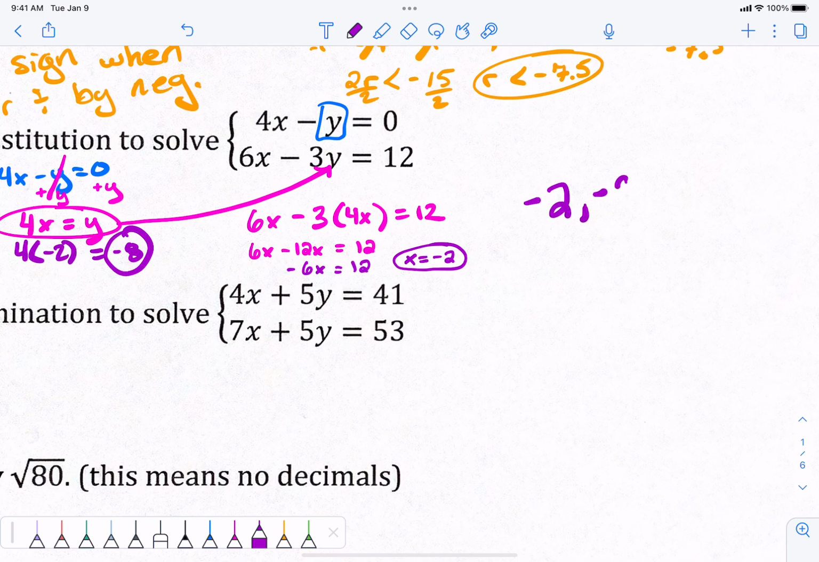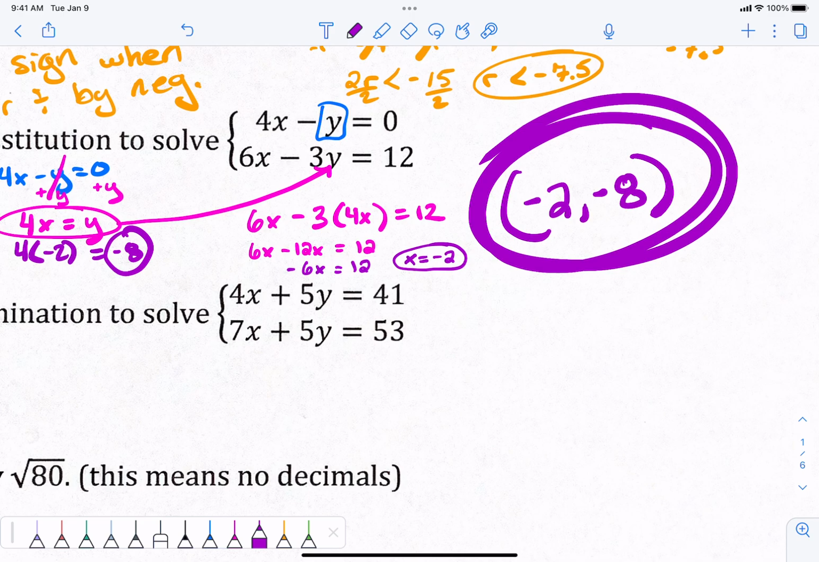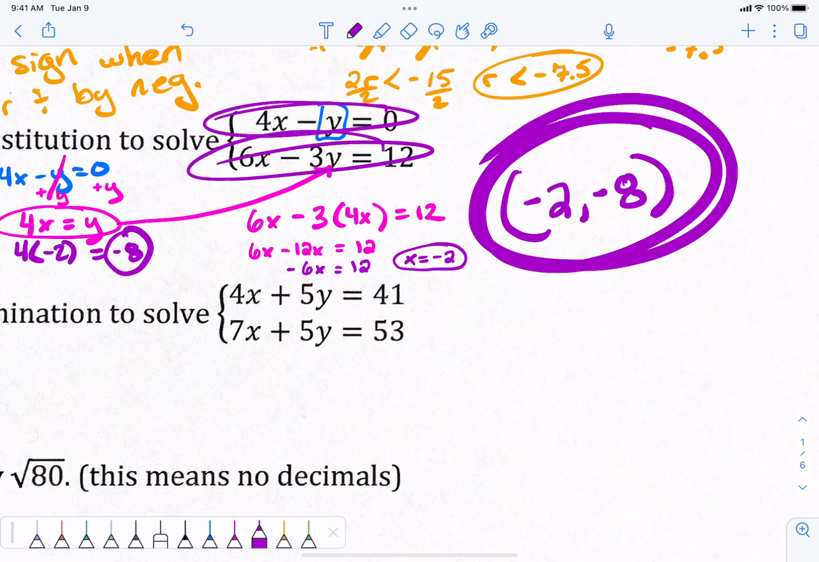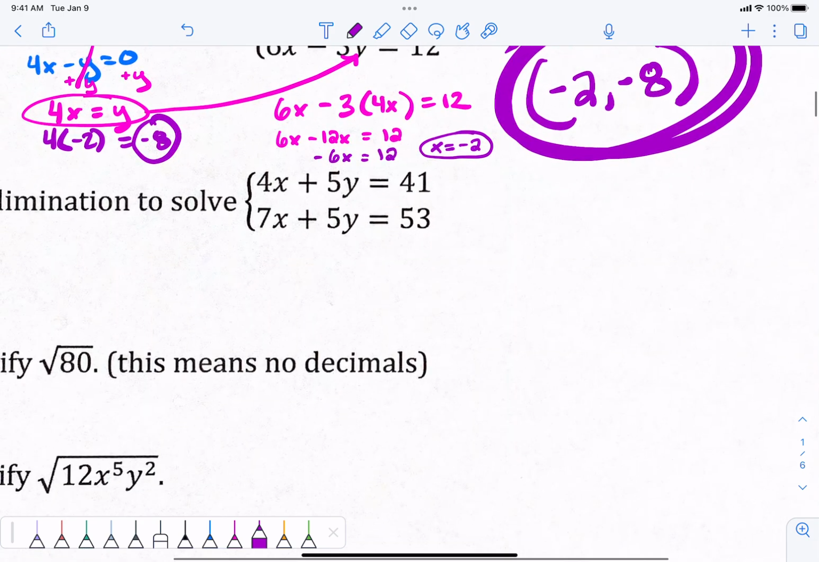As like negative 2, negative 8. It's an ordered pair. Okay? Now, what happens at that ordered pair? They intersect. These two linear functions will cross each other at negative 2, negative 8. You betcha. Okay? All right, now let's go down and do this one.